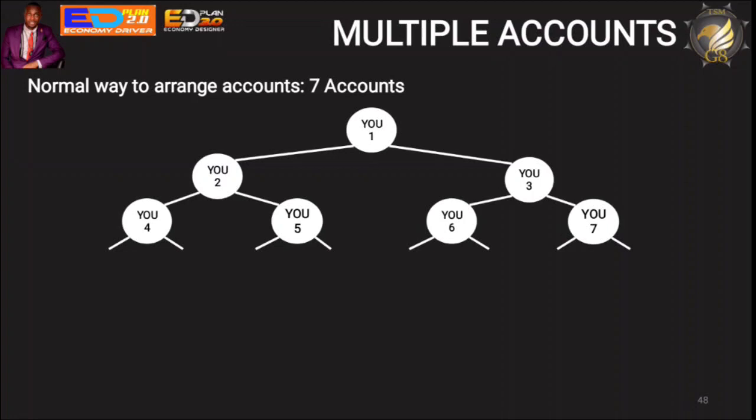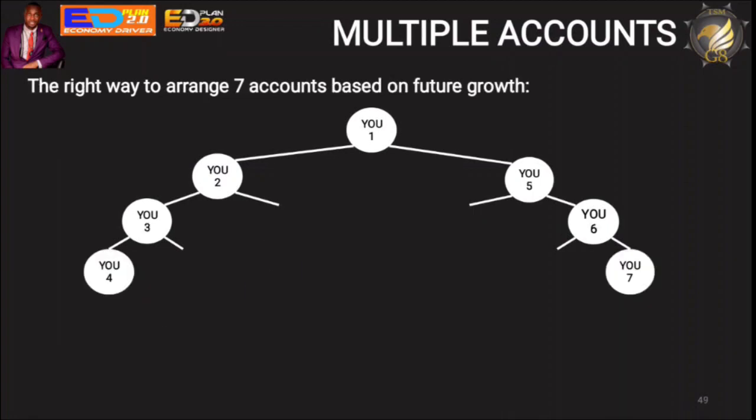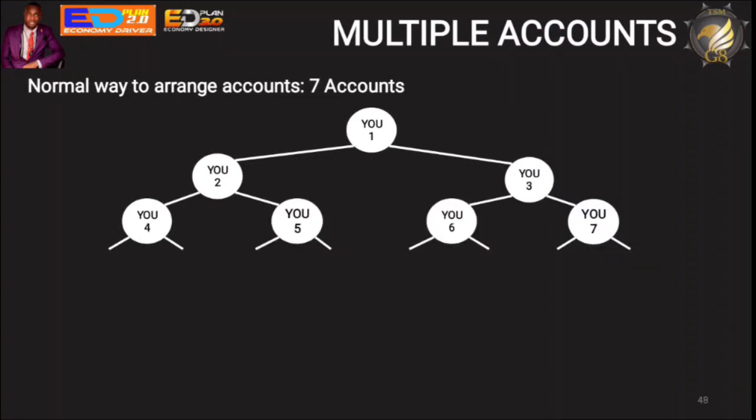They're usually arranged like this in autopilot mode, but in case you're checking on the right way to arrange 7 accounts based on future growth, this is how you arrange them. You put them on a straight line like this. So you have account number 1, account 2, 3, 4, and then here we have account 5, 6, and 7. Now, where do you start building from?